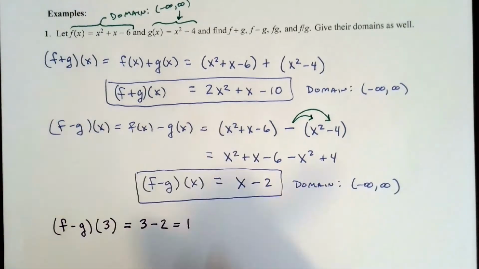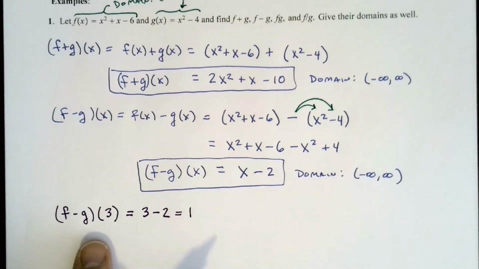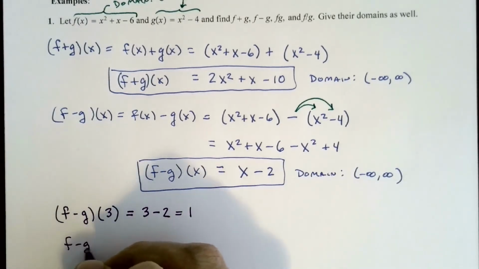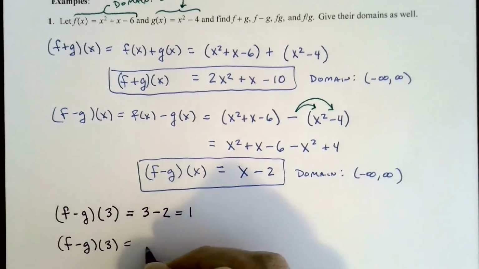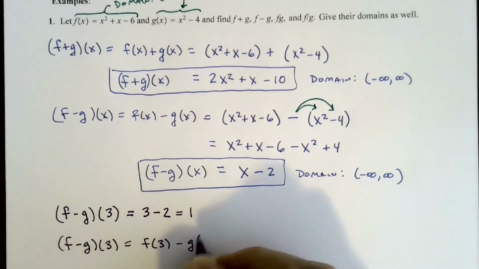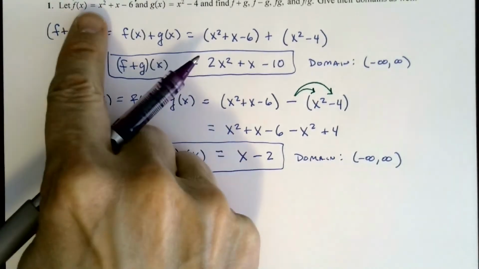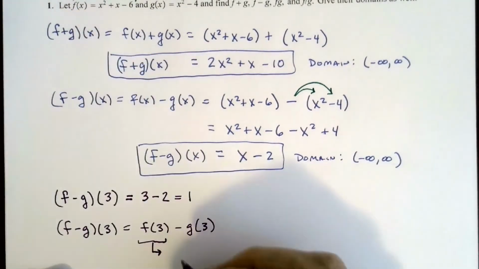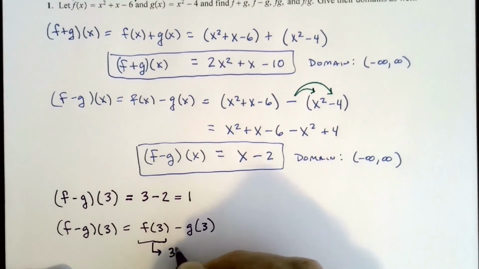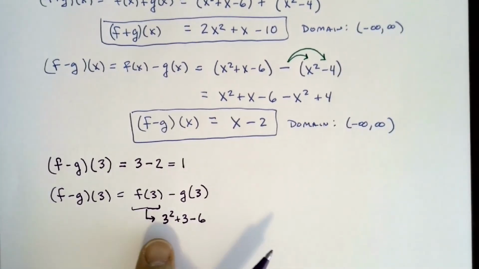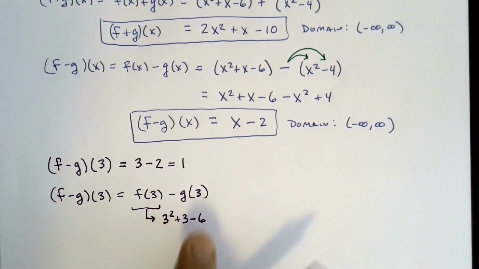But what if I hadn't done that? Could I have found this expression in another way? Well, yeah, I mean, what is f minus g of 3? It's nothing more than f of 3 minus g of 3. Okay, now what is f of 3? Well, now I'm going to plug into the function up here, f of x, which is x squared plus x minus 6, replacing x with 3. 3 squared plus 3 minus 6. So what do we get here? We get 9 plus 3 is 12 minus 6, we get 6.